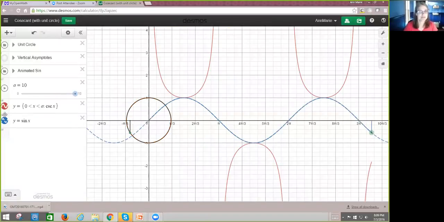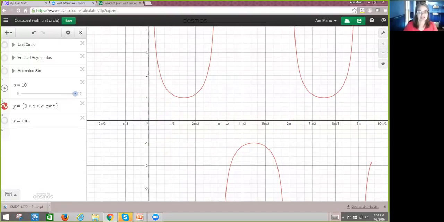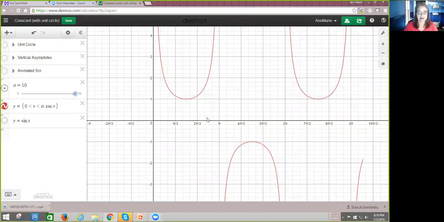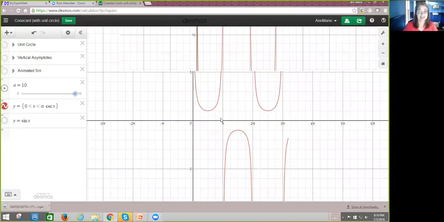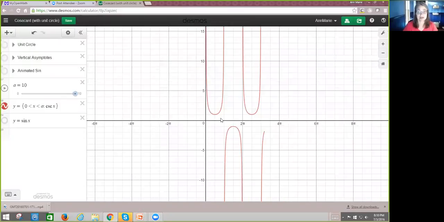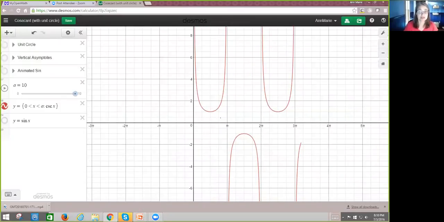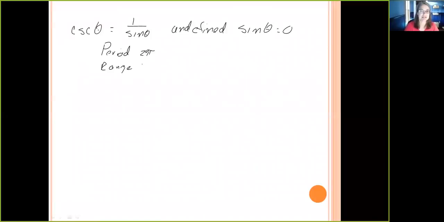Well, let me take off my sign and it will become more obvious. What do you see? We see holes between 1 and negative 1. Yeah? So here's my range. My range is kind of interesting. It's everything except the numbers between 1 and negative 1. So it's negative infinity up to and including negative 1, union with 1 to infinity.